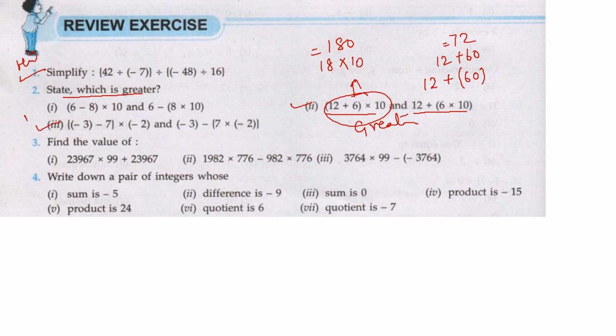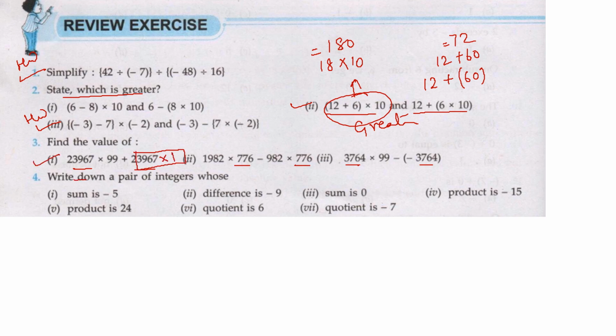Do this as homework. Find the value of. Remember, you have to see somewhere same numbers will be repeated. 776, 776, 3764 and 3764. Those numbers you have to take common. Now this kind of number, remember what we did here, we multiplied with a 1. So do this as homework.